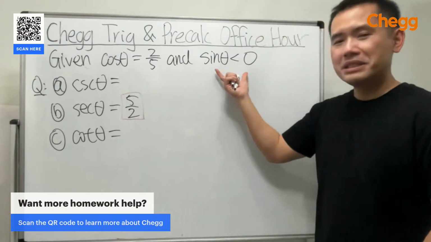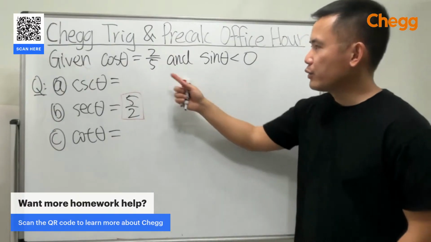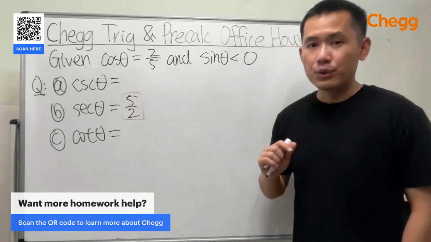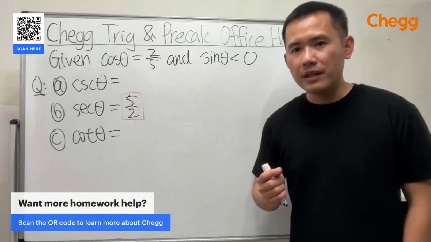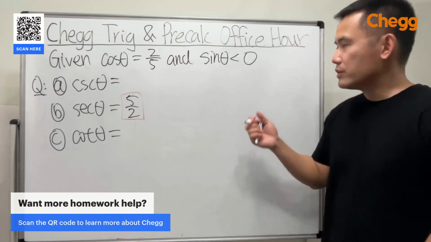And then, by the way, what exactly is this doing, right? Yes, you can use a calculator to figure out the angle, but you don't have to. The key right here is to draw a reference triangle based on this right here. So let's have a look.